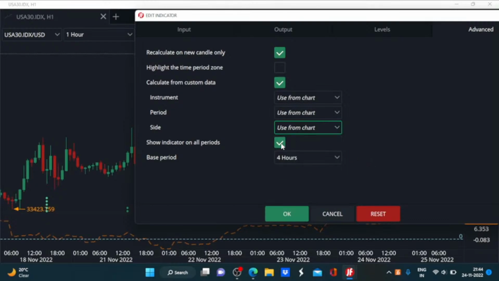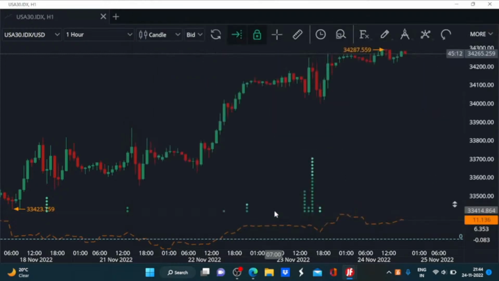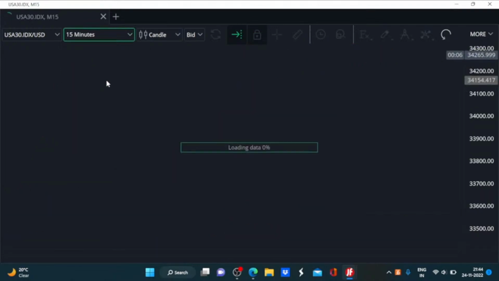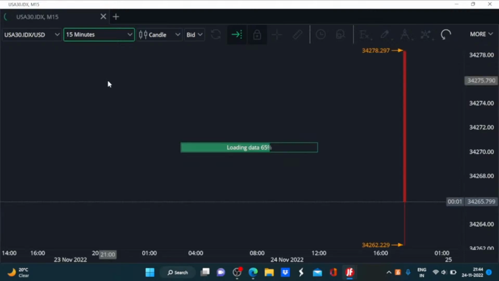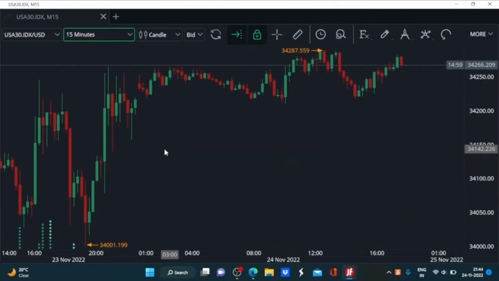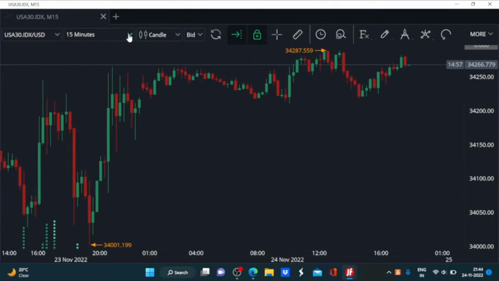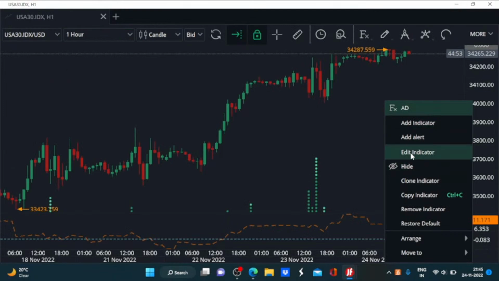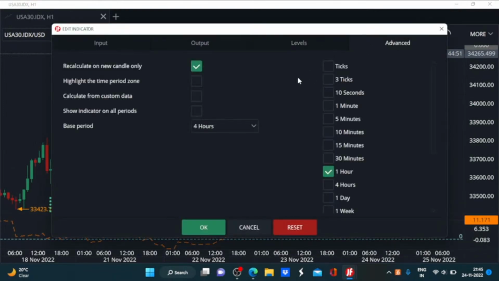If you want the indicator to be available on all the candle periods, you have to check in for this option, as you have to specify on which time frame this indicator should be available. Now that we have specified only hourly, in that case there won't be any plotting of this indicator on other candle periods like 15 minutes, half an hourly, 5 minutes, or 2 hourly, or any other time frame. So this is how this indicator's system works. Show indicator on all the candle periods.